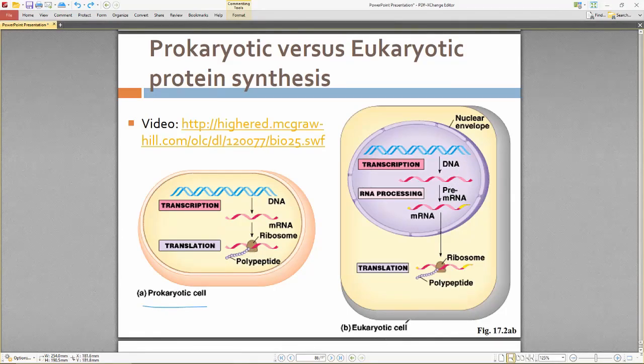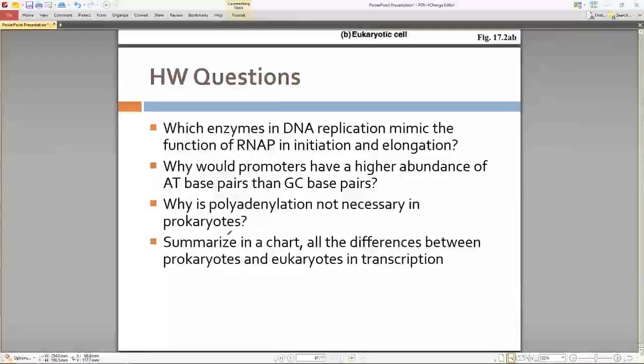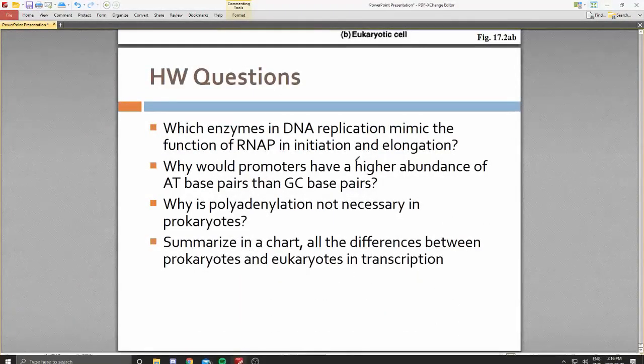But in eukaryotes, it's much more complicated, where once a pre-mRNA is created, it needs to go through processing, get turned into an mRNA, which can then be shuttled out of the nucleus to a ribosome to create your polypeptide chain. Lots more work, but for a good reason. And that's the end of the lesson.